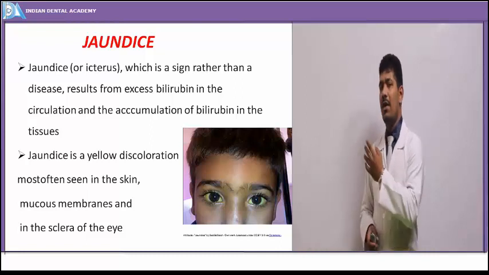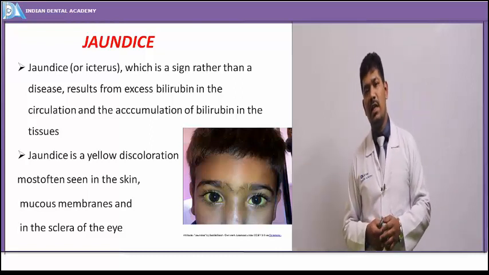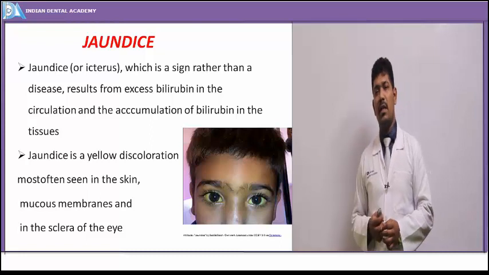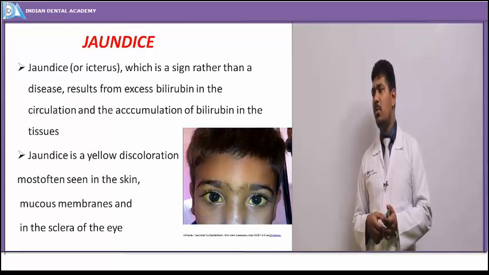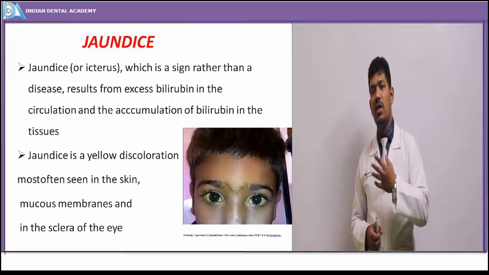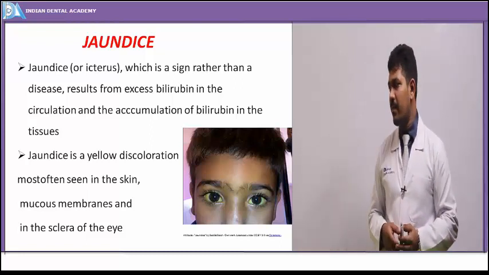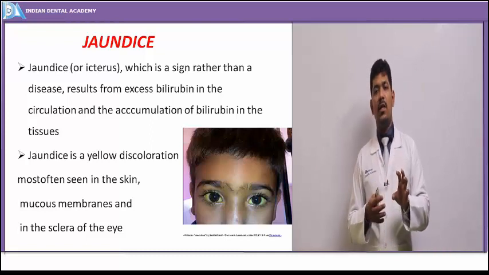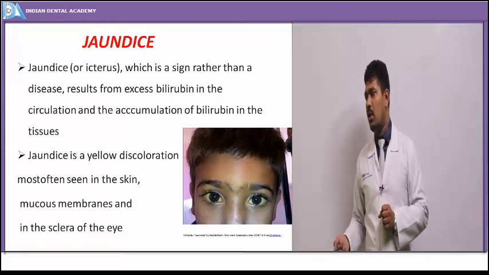Now, this jaundice or icterus is basically a sign, as I said, which results from excess bilirubin, that is a breakdown product of your blood or from other causes in the circulation, and this accumulation of bilirubin in sensitive areas or in tissues such as the mucous membrane or the bulbar part of the conjunctiva or the sclera of the eye. So because of the excess amount of bilirubin, there is a yellow discoloration which is seen, and this particular sign is known as jaundice.